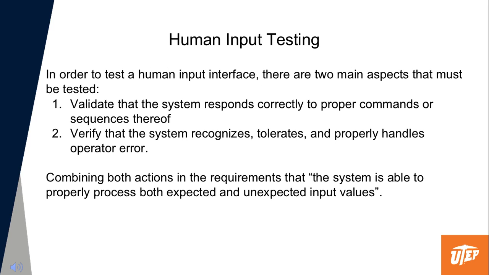Human input testing. In order to test a human input interface, there are two main aspects that must be tested. 1. Validate that the system responds correctly to proper commands or sequences thereof. 2. Verify that the system recognizes, tolerates, and properly handles operator error. Combining both actions requires that the system be able to properly process both expected and unexpected input values.